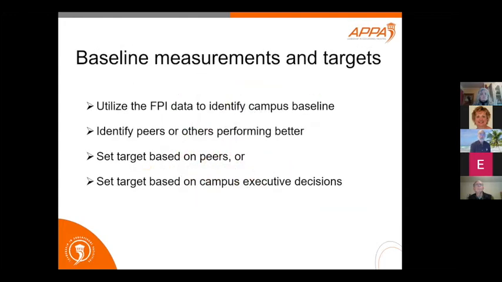So overall, we need to have our baseline measurements and targets. We're going to use the FPI data to identify our initial campus baseline. We might identify peers or people who are performing better than we are and maybe use them as targets. But we will set our own targets, either based on peers or based on the campus executives or the trustees and what they're expecting us to do and how they want us to perform.